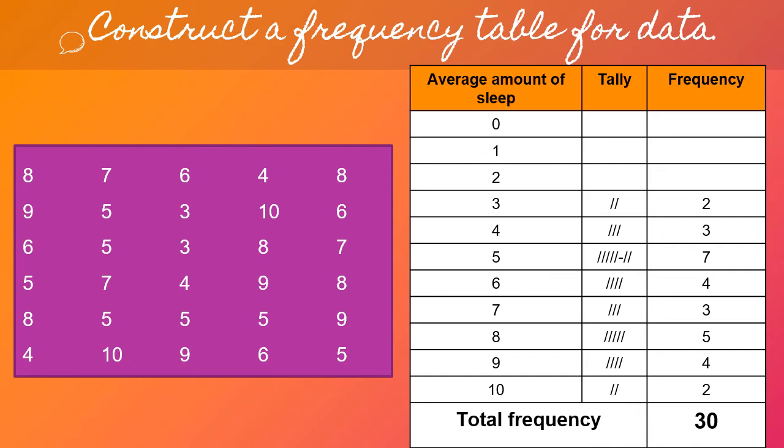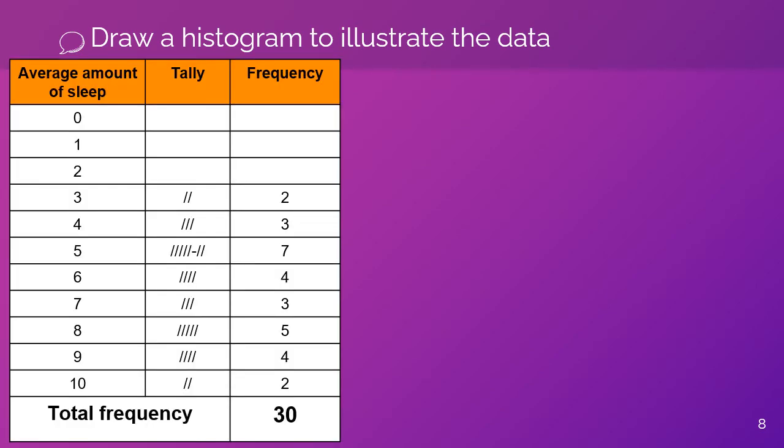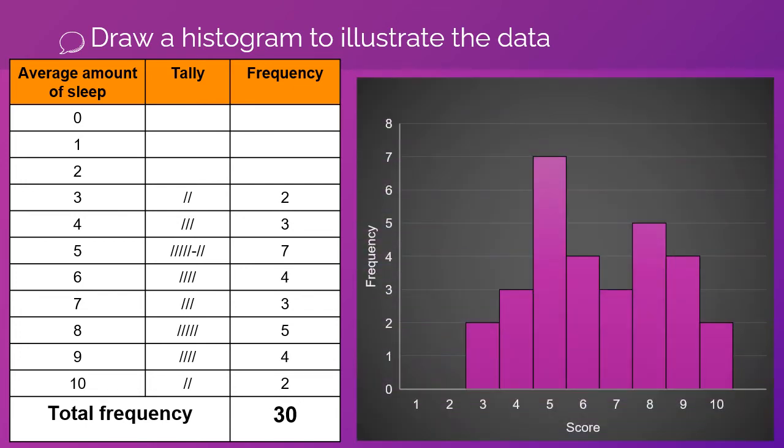So the total frequency, we have 30 students. So next, let's draw a histogram to illustrate the data. So given again the frequency table, then the graph. As you can see, score 0 with frequency of 0, you don't need to write or draw anything. Okay? And also for 1 with frequency 0 and 2 with frequency 0, you don't need to draw or write anything.